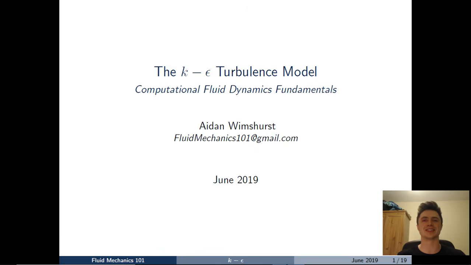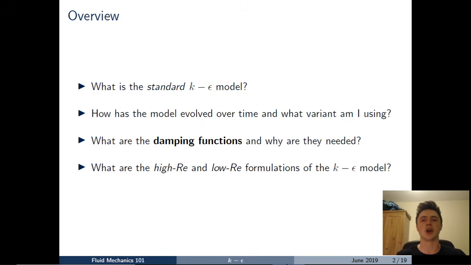Hi everyone, this is Aidan for Fluid Mechanics 101, and today I'm going to be talking to you about the k-epsilon turbulence model. So just to give you an overview of what I'm going to talk about today, I'm going to introduce the standard k-epsilon model.